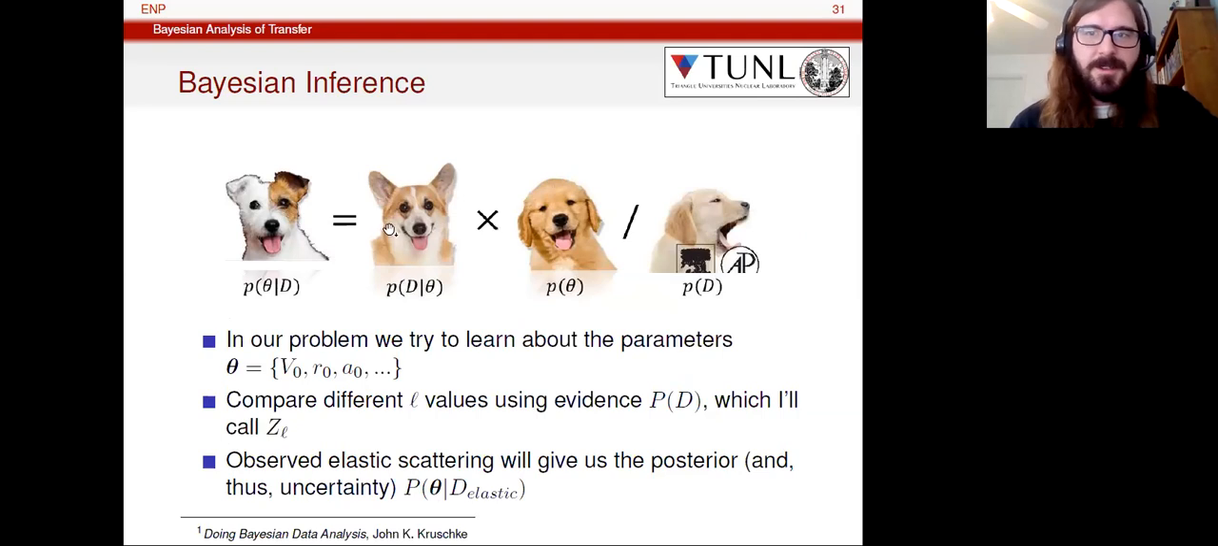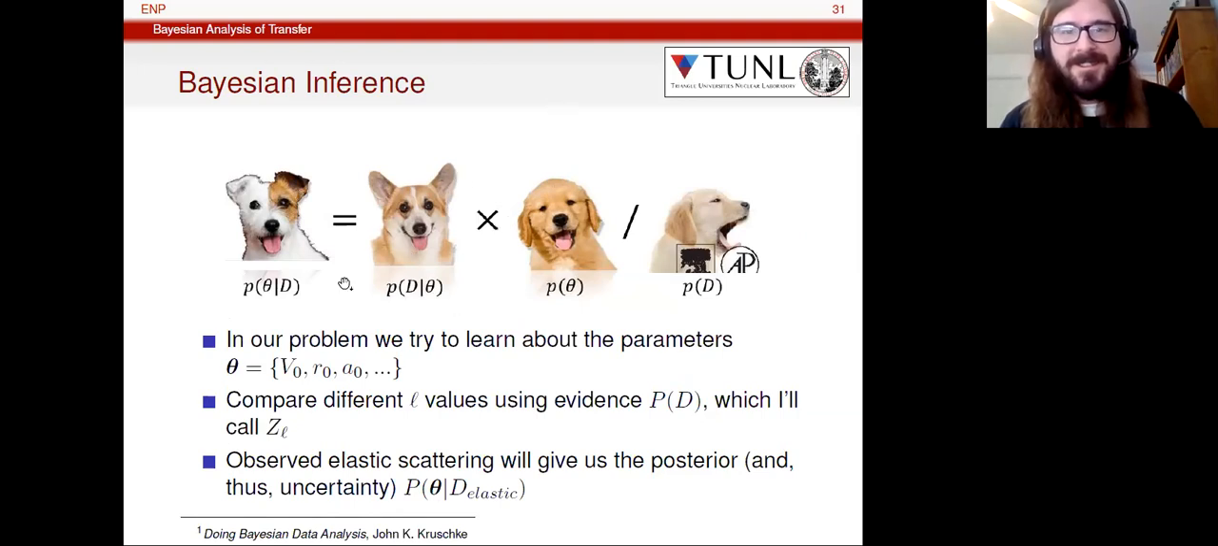Okay, so I've kind of shamelessly stolen this picture, which I did not make, from John Kruschke's book, which is called Doing Bayesian Data Analysis. It's also called the puppy book because he uses puppies in the entire book to describe probabilistic concepts. So I will do the same in this case. So Bayesian inference comes down to using Bayes' theorem to describe the statistical properties of our data. So we want to use this to do the statistics on this elastic scattering cross-section and eventually our transfer cross-sections. And so the way this is done is by just multiplying a bunch of probabilities together.